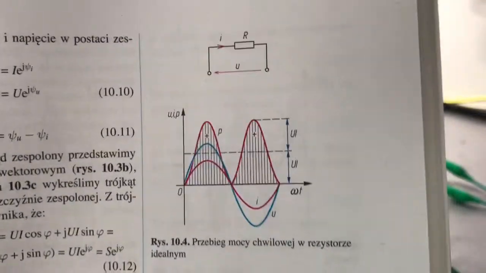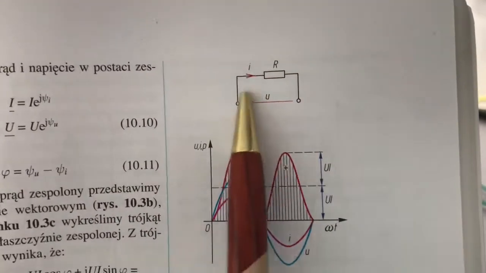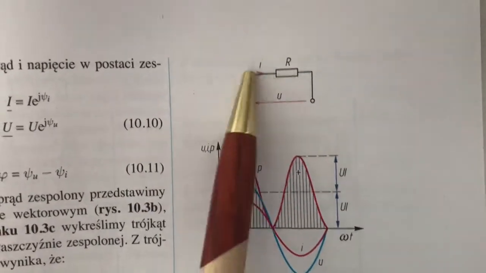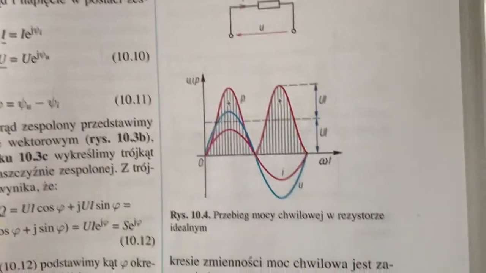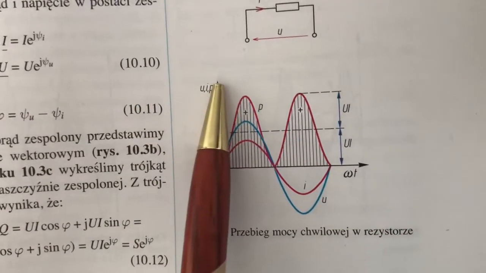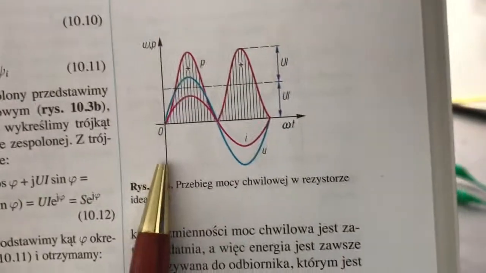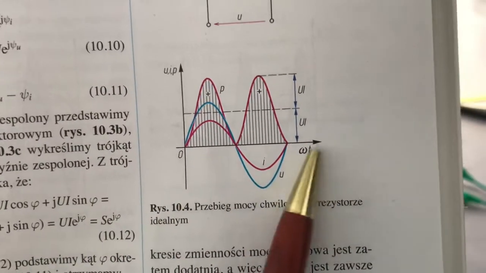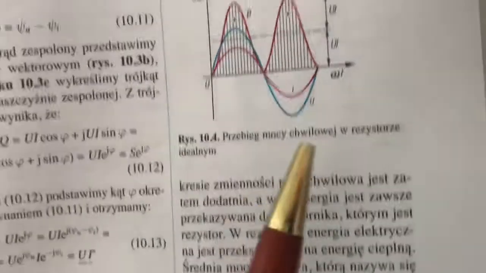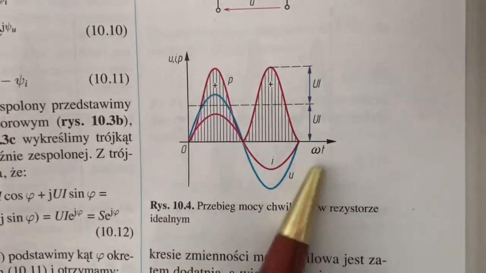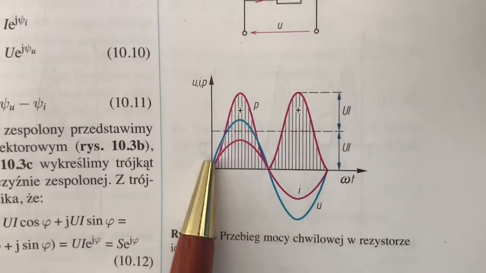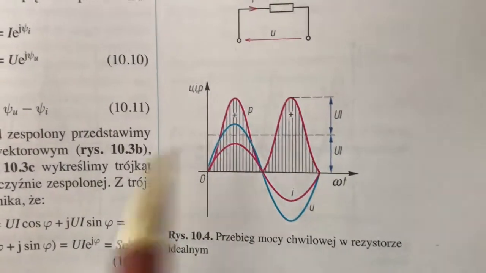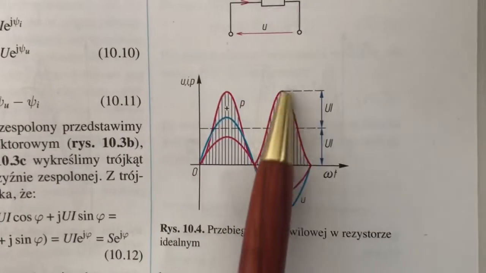Here I've got an example circuit where we have just a simple resistor with a voltage across it and a current through it. And here we have some waveforms. Here we have the voltage, current, and power on this axis, and on this axis we have time or angular velocity, as we wish to call it. Then here we have voltage and current without phase shift, so we have only active power here.